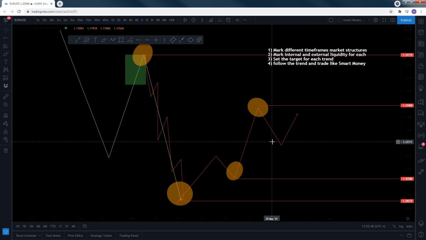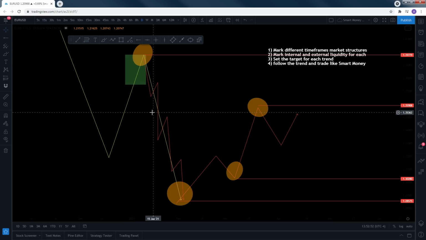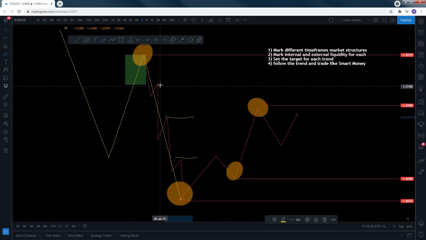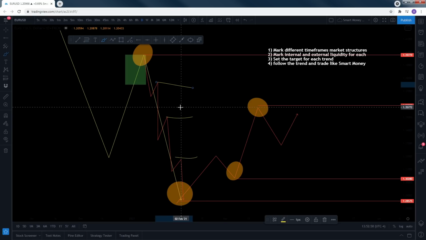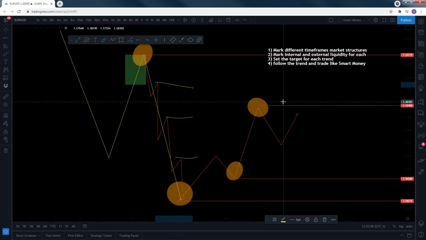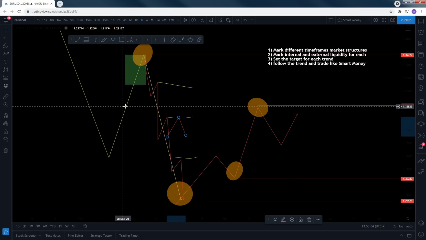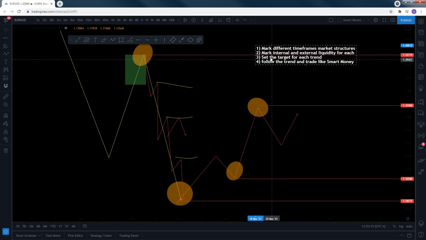After you have your structure, you need to mark where your liquidity pools are. Let's say that we have this downtrend on the 1 hour, meaning that every high that we have here is going to be internal liquidity and it's going to contain enough buy stops for small money to start accumulating short. And if we have equal highs, the same story. You have to mark all of them, which brings us to a third point.